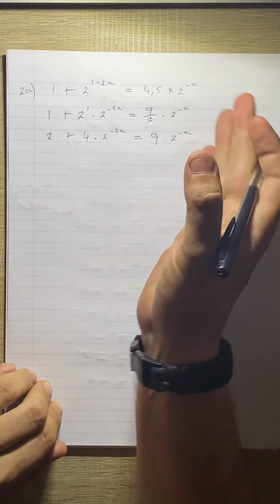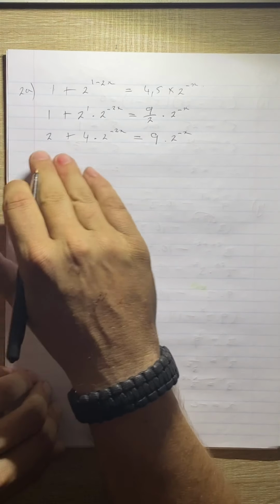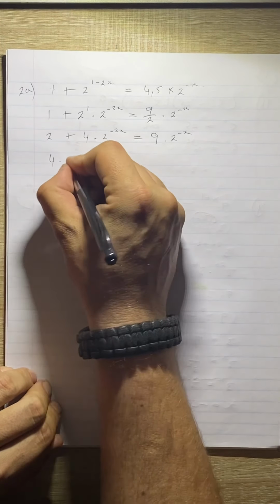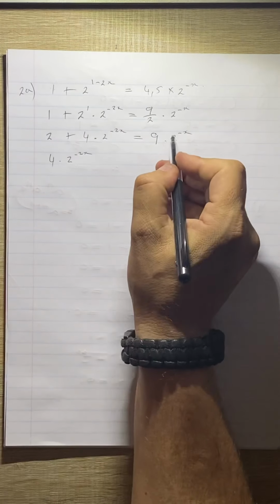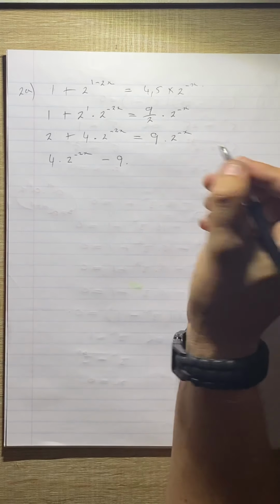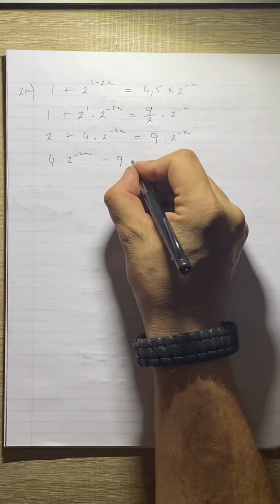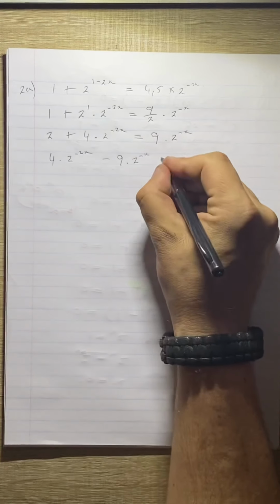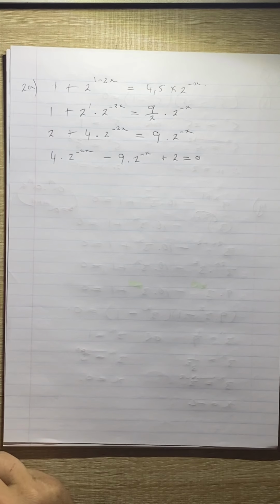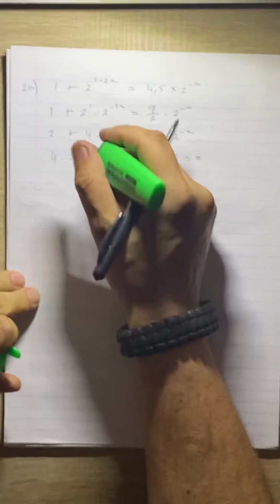I'm going to take everything to the one side and then rearrange it in descending powers of x. So this one will go first. So we've got 4 times 2 to the minus 2x. That will become minus 9 times 2 to the minus x. And then we've got plus 2 equals 0. So what I want you guys to notice here is the one power is double the other power. So this is double that.